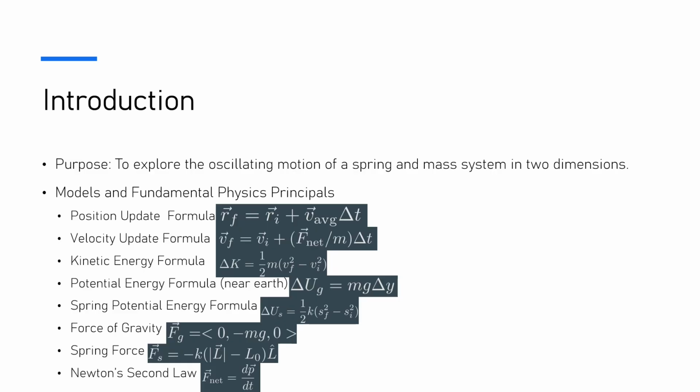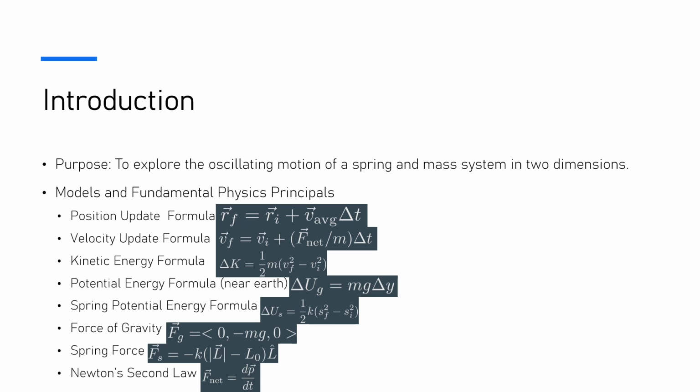For the introduction, our purpose in this lab is to explore the oscillating motion of a spring and mass system in 2 dimensions, and some models and fundamental principles we'll be using. As in the last couple of labs, we'll be using the position update formula and the velocity update formula, which have the pictures there.